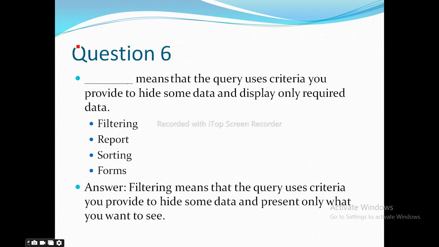Now next question is, which means that the query uses criteria you provide to hide some data and display only the required data. This is from the chapter DBMS or Structured Query Language. The options are filtering, report, sorting or form. The answer is filtering, meaning that the query uses criteria you provide to hide some data and present only what you want to see. Filtering means to filter the required detail and keep the rest.